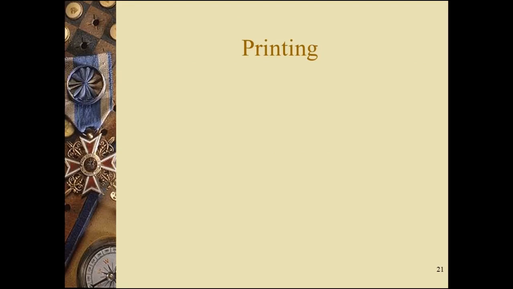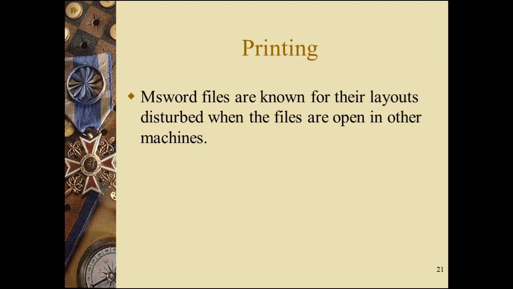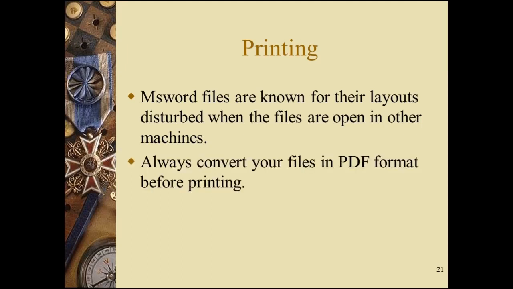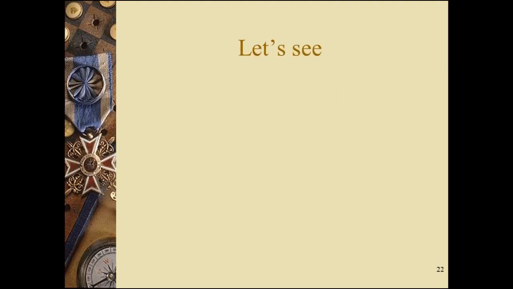So we are coming to the last point, printing. As I'm concluding, your MS Word files are always known for having disturbed layouts. When you open these files from a pen drive on another computer, the layout is already disturbed. When you take a printout, the main headings go onto the previous page and the main paragraphs go onto the next page. So this is the problem with MS Word. That's why my advice is always to convert your MS Word files into PDF format after properly laying them out, and then take those PDF files for printing.